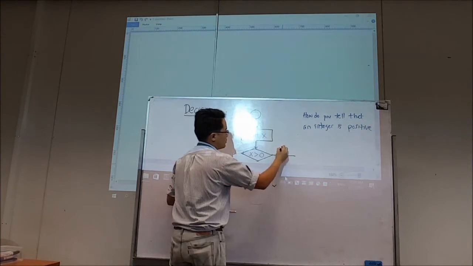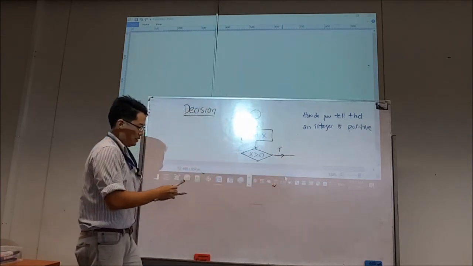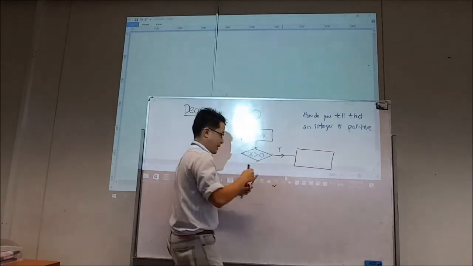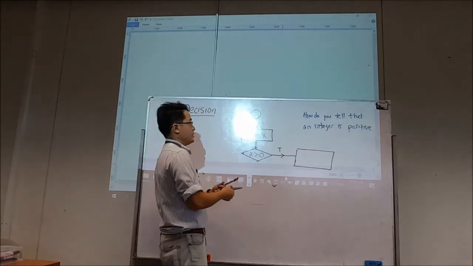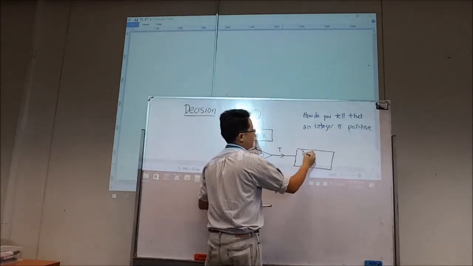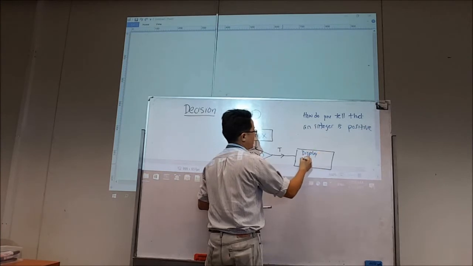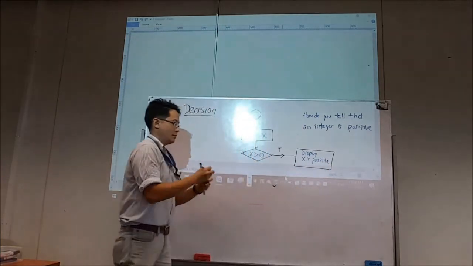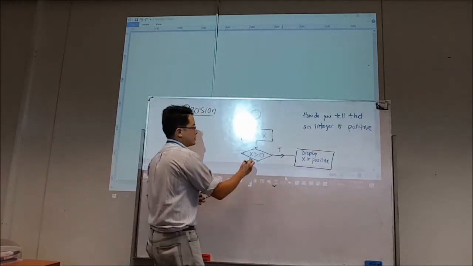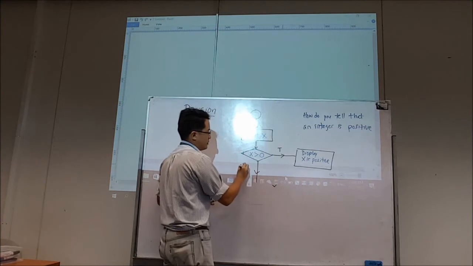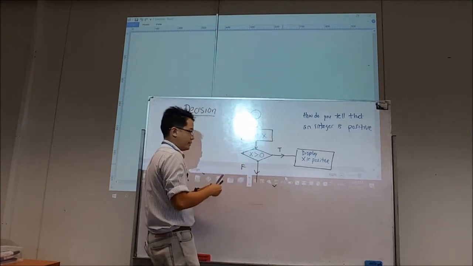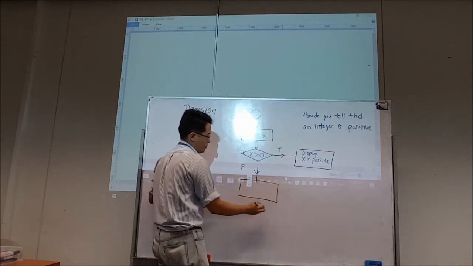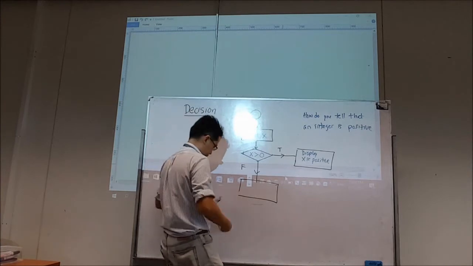So if it's true, then you will display that x is positive integer. Display x is positive. If it is false, then probably in your program you can choose to do nothing. All right? You can choose to do nothing.